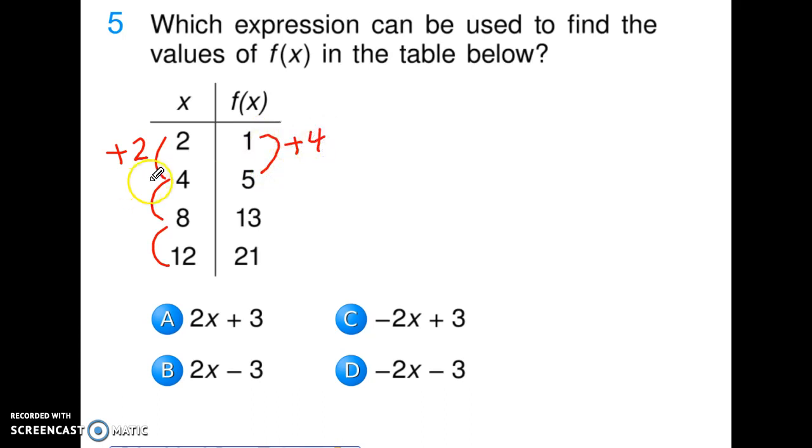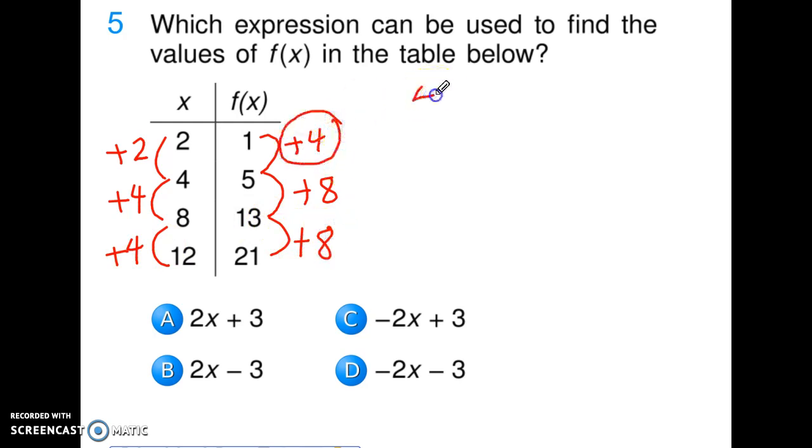And then as x increased by 4, y increased by 8. And then as x increased by 4 again, y also increased by 8. So if I take this change and divide by this change, I get 2. Not negative 2, but positive 2. So that marks this one off and this one off.